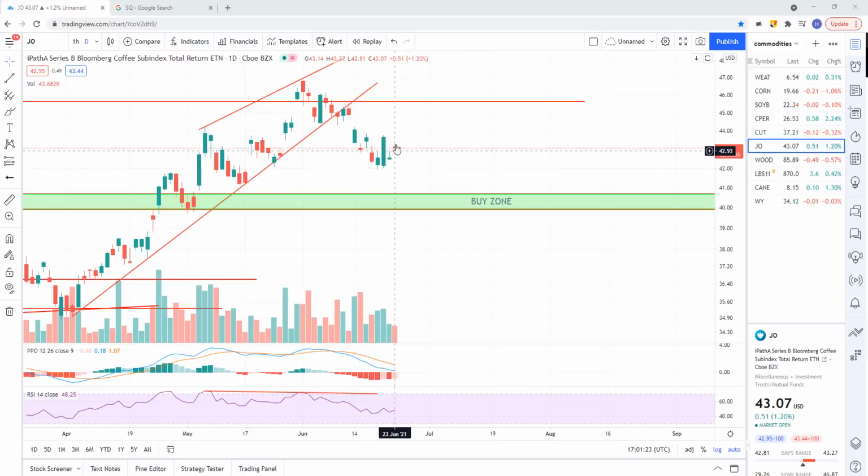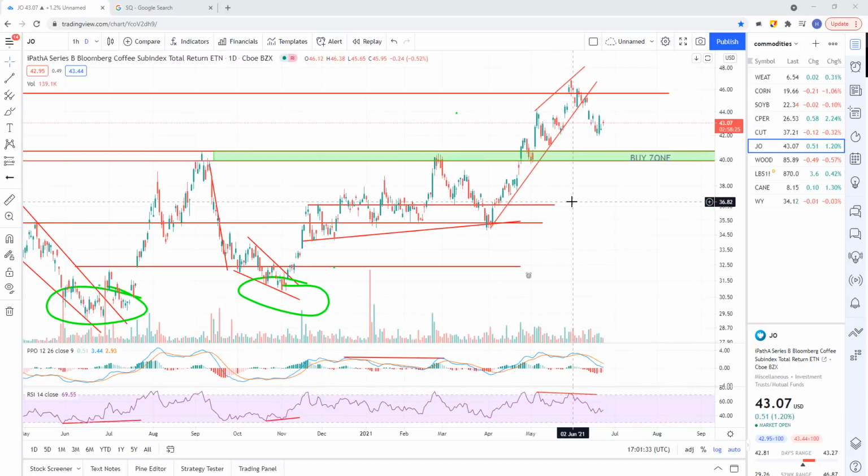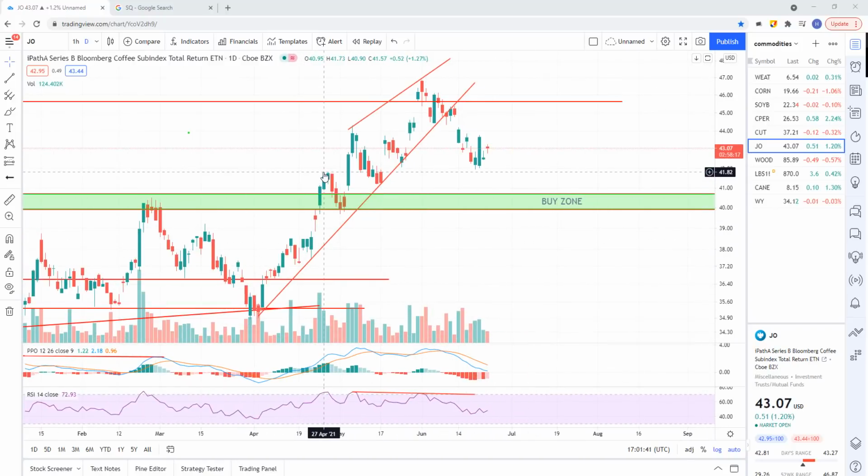Coffee continues to kind of work its way lower. So I've got this marked out as a buy zone down here. The bottom of the buy zone is about 39.93, top of the zone about 40.70. That was good resistance back here. You can see all the times it held as resistance here, here, and here. And then we finally broke out and it held as support right there. So I think if we come back down, that should be support.